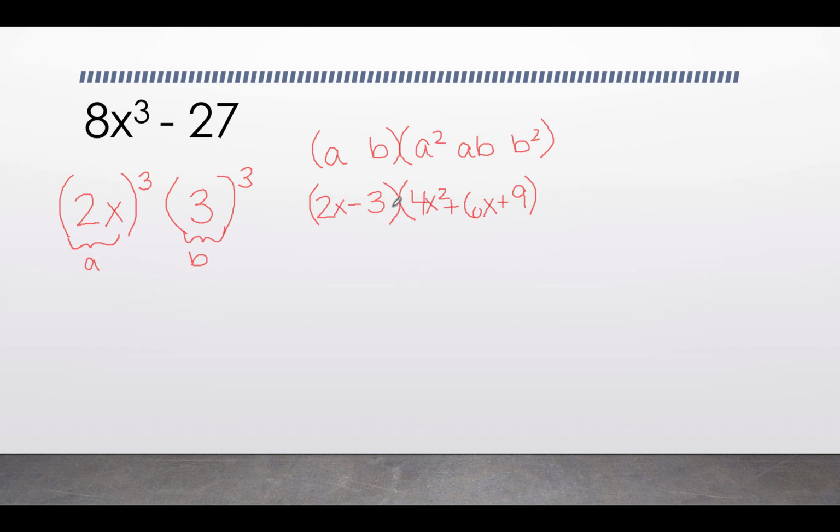Remember, these two can be flip-flopped, so if you have the 4x squared plus 6x plus 9 first, that's fine. And you also can always FOIL this out, which will get you back to the original to check that you are correct.